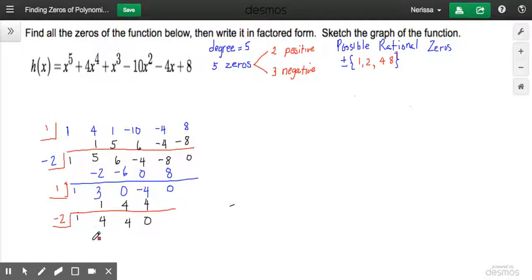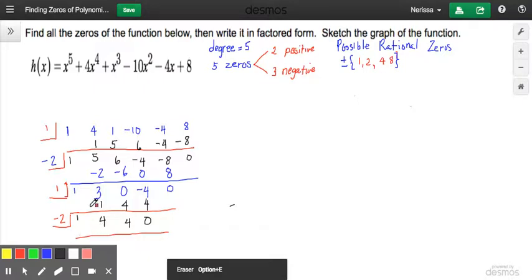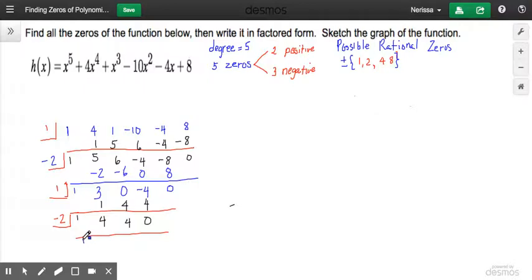So negative 2. So we're going to have here, okay, bring down 1. 1 times negative 2 is negative 2. 4 minus 2 is 2. 2 times negative 2 is negative 4. And this gives us our next 0. So therefore, we have found 1, 2, 3, 4 zeros already. 1 zero left to find, and so we have here a linear factor.